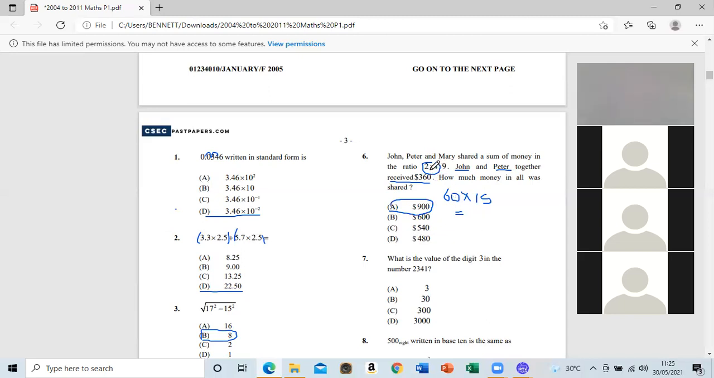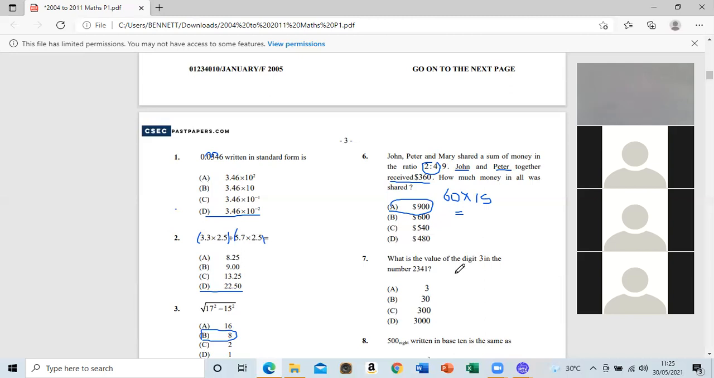They give you that John and Peter's share is 360. So a total of 6 shares gives you 360. So that means you just need to find what is 1 share. So 1 share will be 360 divided by 6. That will give you 60. And you add up all of the shares now, because you really want to find the total shares. So the total shares would be 2 plus 4, that's 6, plus 9, that's 15. So that times that would be 900.